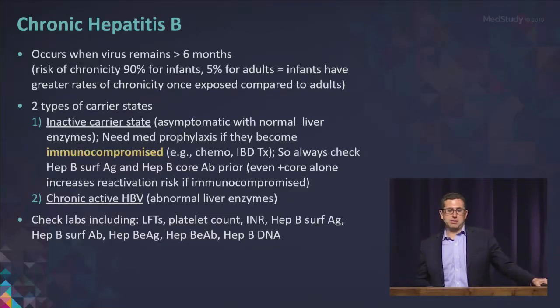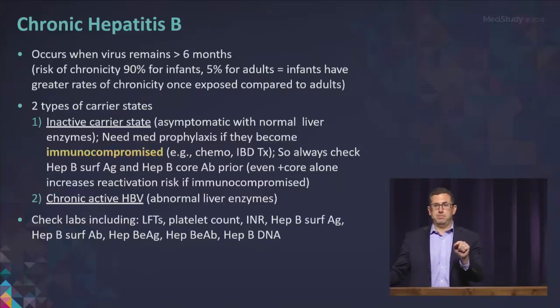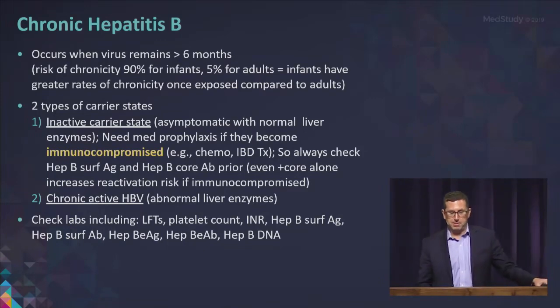So this patient is asymptomatic with normal liver enzymes, and generally you're not going to treat this patient. But if the patient becomes immunosuppressed for whatever reason, if they develop IBD and need Remicade, or if they develop cancer and need chemotherapy, these patients are at risk for reactivation of their hepatitis B. Even if the surface antigen is negative, but they have a positive core antibody, those patients may need to be put on prophylactic medicines in the setting of immunosuppression.